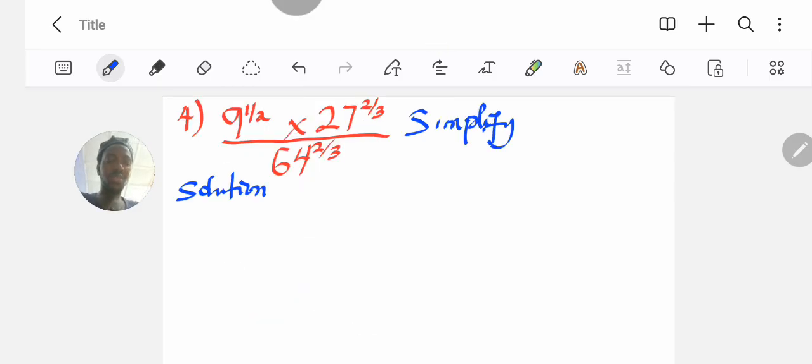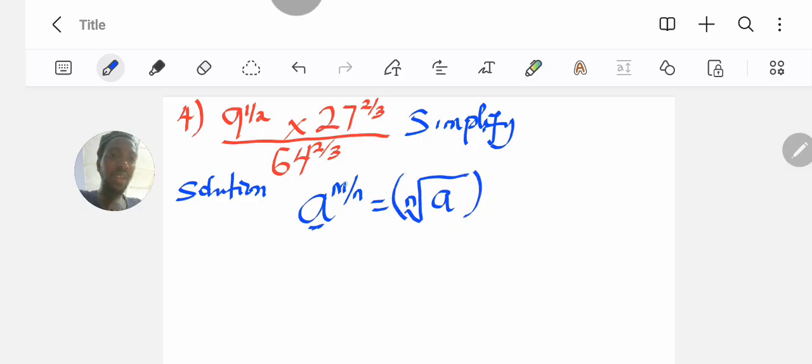All right, so we've been asked to simplify the question we have in front of us. Let me quickly remind us of one of the laws of indices. If you have a raised to the power of m over n, anytime you have a fractional power, the law says that you write a root. This a is going to be inside the root, this denominator n is going to come here, and this numerator m is going to come here.